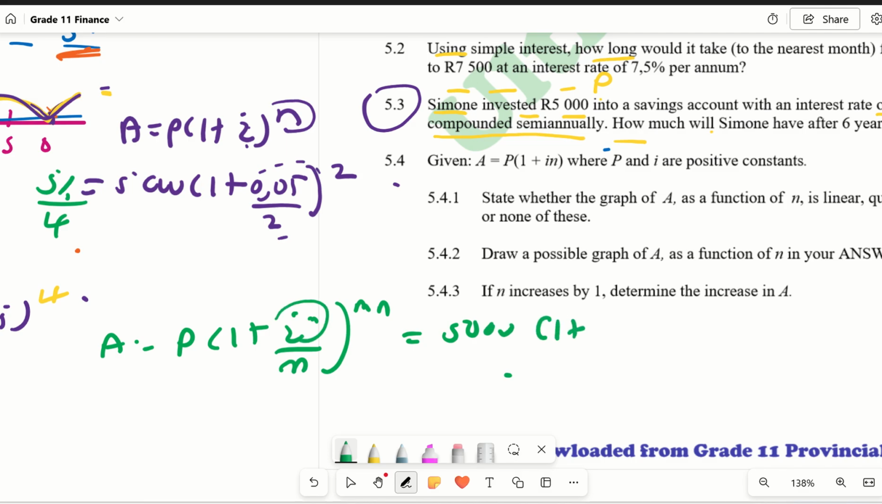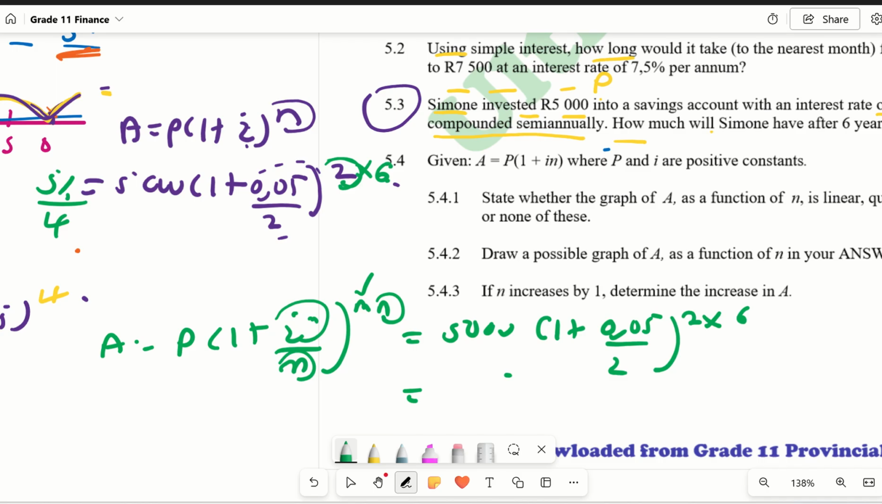1 plus the I is 5%, that's 0.05. 5% is just the same as 5 over 100, which is 0.05. Divide by M, which is our 2. Then we still put the M there. 2 times N, where N is the number of years, 6. In a year it grows twice, so in 6 years it's going to be 12, so it's 2 times 6. Sorry about that.